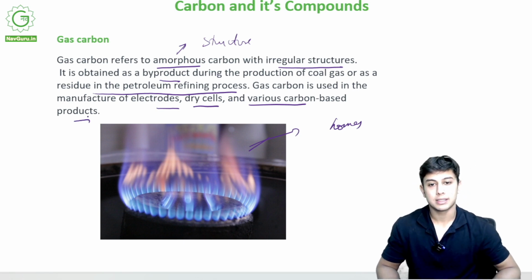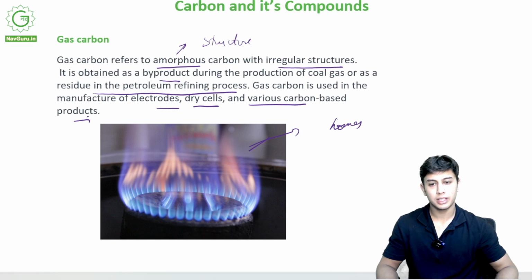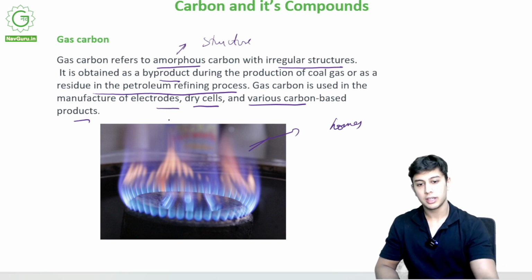How do we obtain gas carbon? When we extract crude oil from the earth, there is a byproduct. Alright, we get byproducts from everything. You're doing one process, you get some other product as a byproduct. So gas carbon is a byproduct. When we burn coal or we get petrol, gas carbon is also produced. It is used in these places.